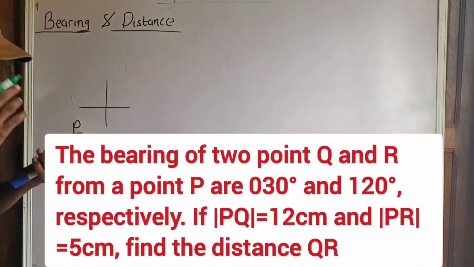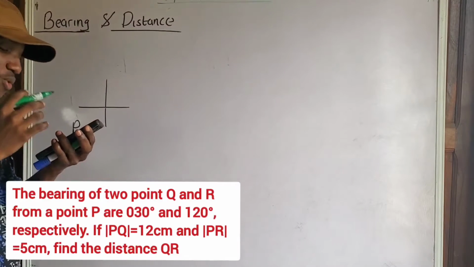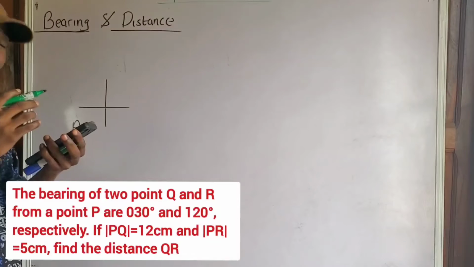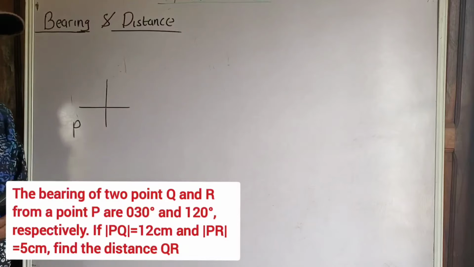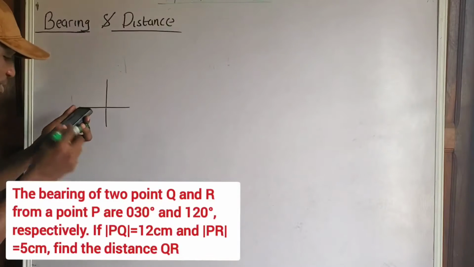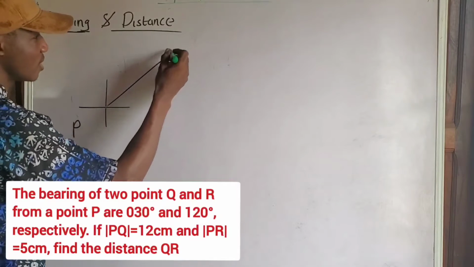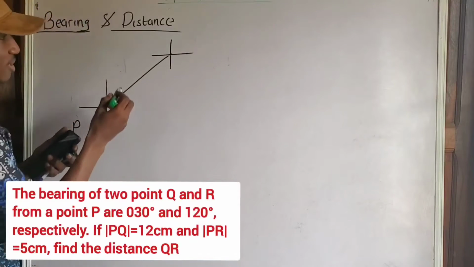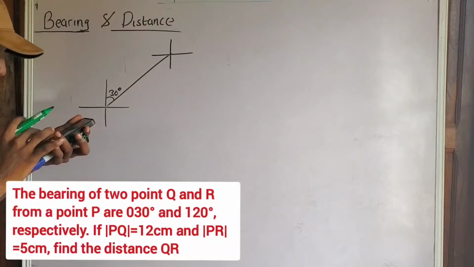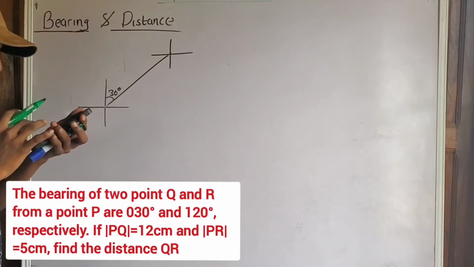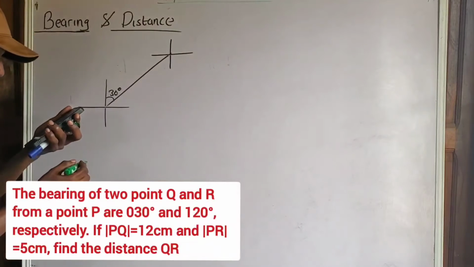Okay, so the bearing of two points Q and R from point P are 30 degrees and 120 degrees respectively. Do you know the meaning? That is, the bearing of Q from P is 30 degrees and the bearing of R from P is 120 degrees. Do you understand? Okay, so let's start with Q. The bearing of Q from P is 30 degrees. So I'm going to have 30 degrees, and the bearing of R from P is 120 degrees.